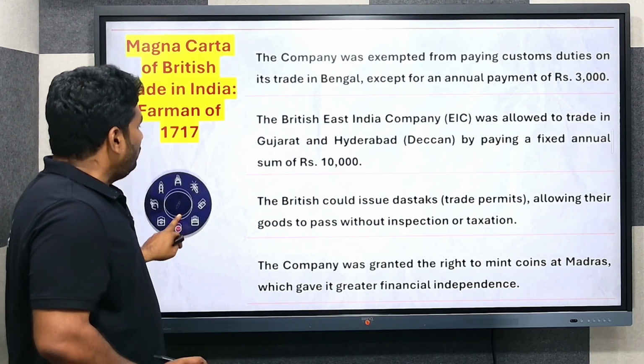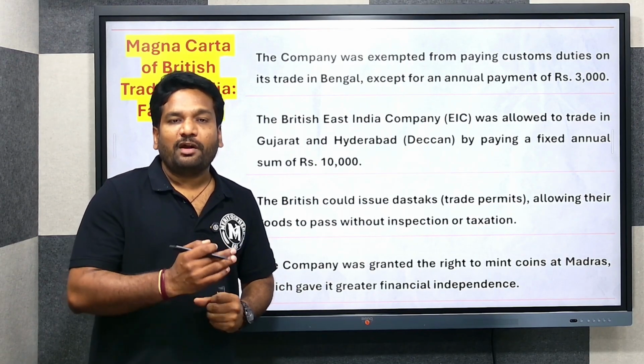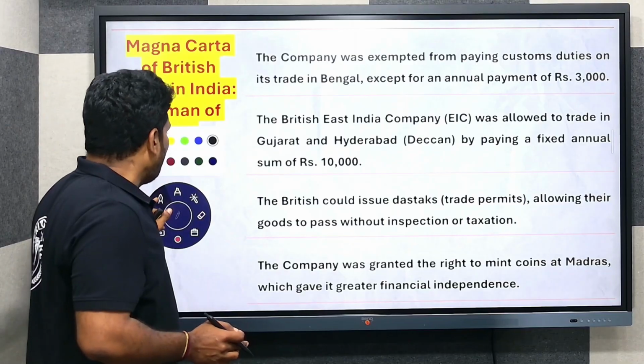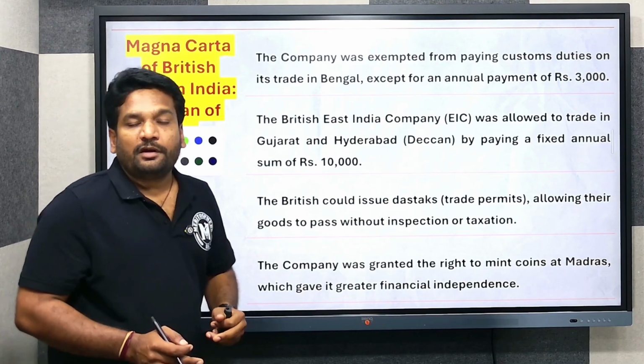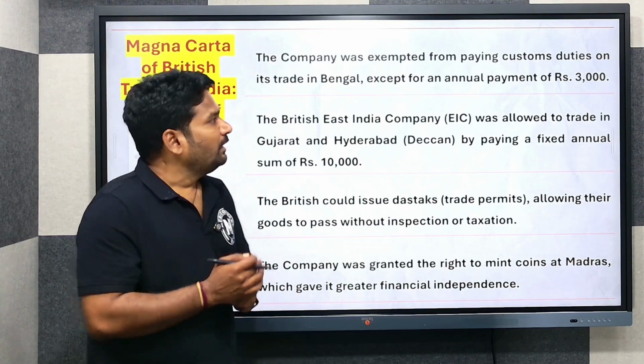So now we will be looking into the provisions of Farman of 1717. In what way are they exploitative? In what way did they actually lead to the Battle of Plassey, right?